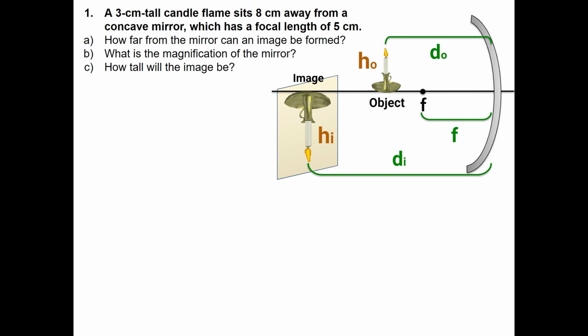So let's just start with A, how far from the mirror will the image be? That's going to be DI, that bottom green variable, the distance between the mirror and the image. So let's pull out the mirror equation. The mirror equation says 1 over F equals 1 over DO plus 1 over DI.